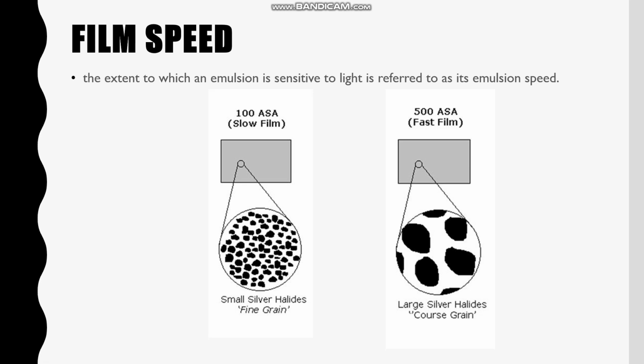Kaya naman, the slow film, like this 100 ASA, is usually best suited to bright light condition. Kasi di ba, dahil nga mabagal yung reaction kay light, kailangan mas maraming ilaw or mas maganda yung lighting condition kapag ito yung gamit mo. Kasi mabagal mag-react, so dapat mas maraming supply ng light.